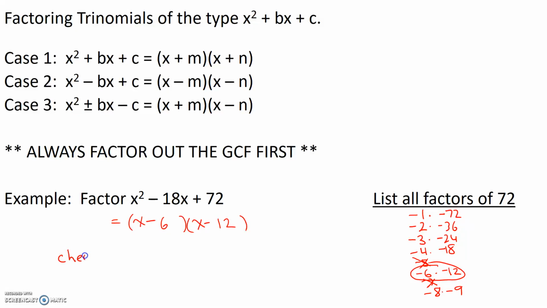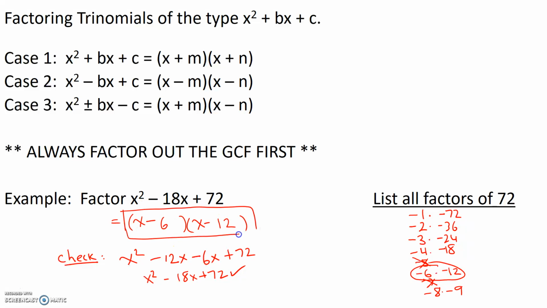Let's check to make sure we did this correctly. If you multiply x times x, that is x squared. X times -12 is -12x. -6 times x is -6x. -6 times -12 is positive 72. If we add the middle terms, this is x squared minus 18x plus 72. Since this gives us our original trinomial, this factored form is correct. It's always helpful to check your answer.